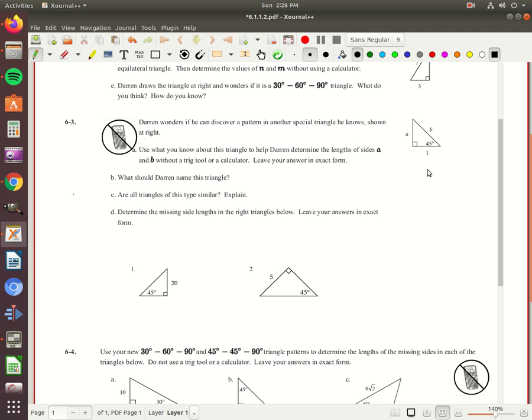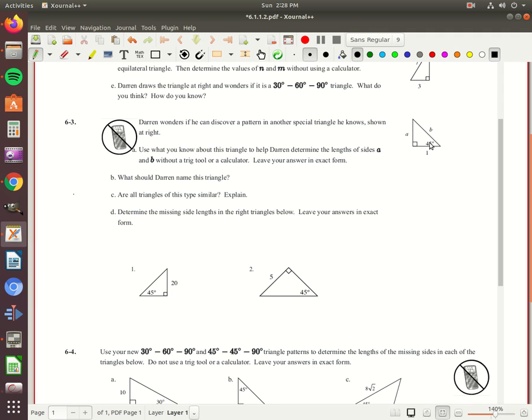So we'll kind of jump into this. They've already sort of worked with this and discovered a pattern, but we'll do it together. It'll be fine. So it says, use what you know about the triangle to help determine the lengths. Darren, determine the lengths of sides A and B without trig or a calculator. So here's what I'm going to do.